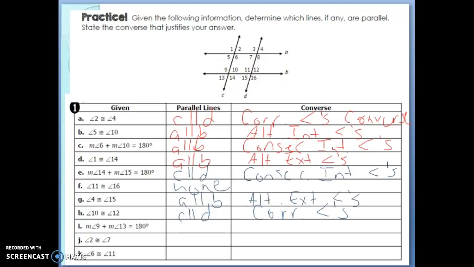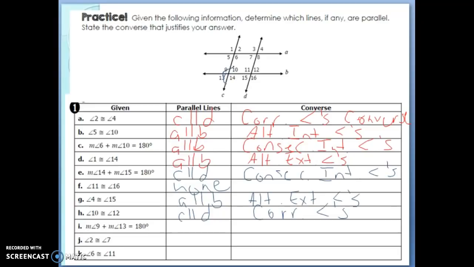Angle 9 plus angle 13 equals 180 degrees. Well, angle 9 is in between parallel lines A and B, or what we hope to be parallel lines A and B, but angle 13 is outside. We don't have a converse theorem or an angle theorem for one that's on the inside and one that's on the outside that share a line.